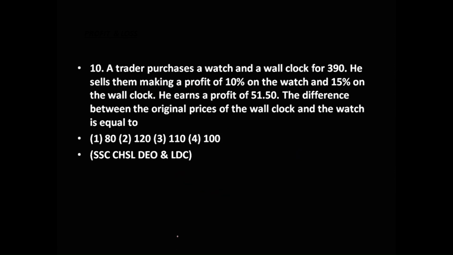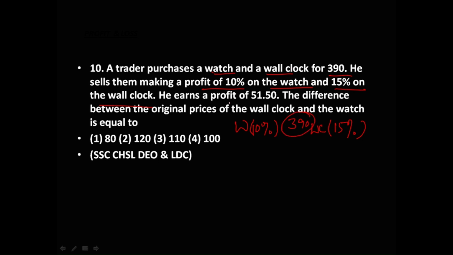A trader purchases a watch and a wall clock for 390. He sells them, making a profit of 10% on the watch and 15% on the wall clock. So you can see that on the watch he is gaining 10%, and on the wall clock he is gaining 15%, and 390 is the price, meaning CP.